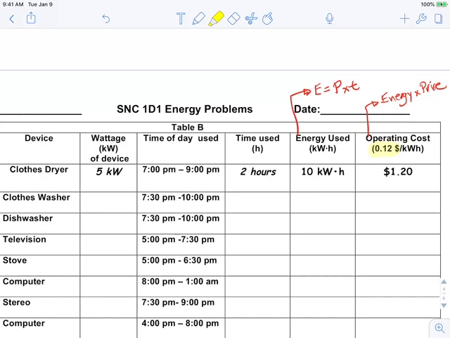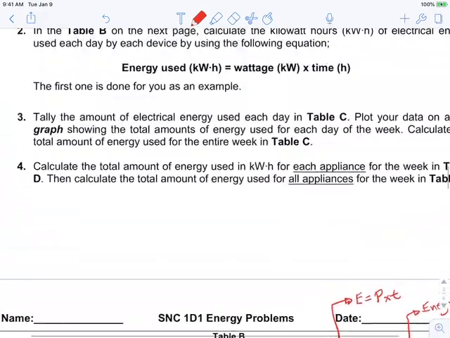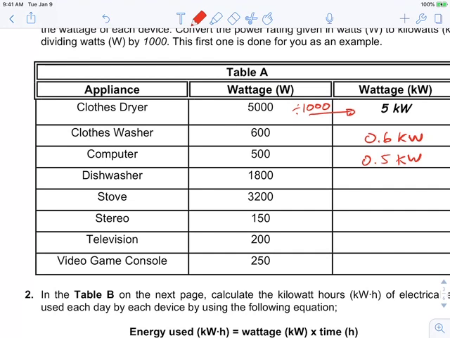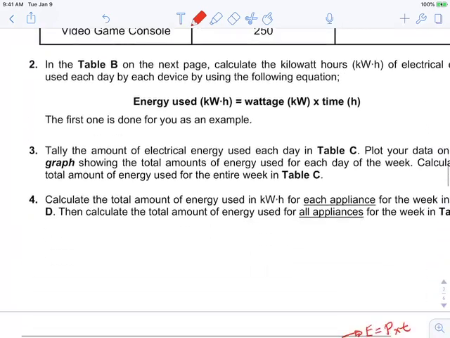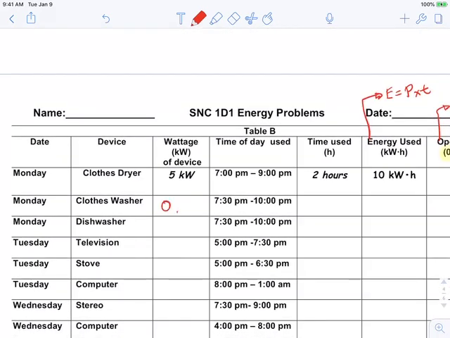Power. We're always going to make sure that it's in kilowatts. So if we take a look at our next line, I'll do one with you here. Our clothes washer. What is the kilowatts of that device? Well, to figure that out, we just need to go back to the page we just did. So if you look at our clothes washer, it says 600, and we converted that into kilowatts, so 0.6. So under clothes washer here, we're going to put 0.6 because that's what we had on the page before.